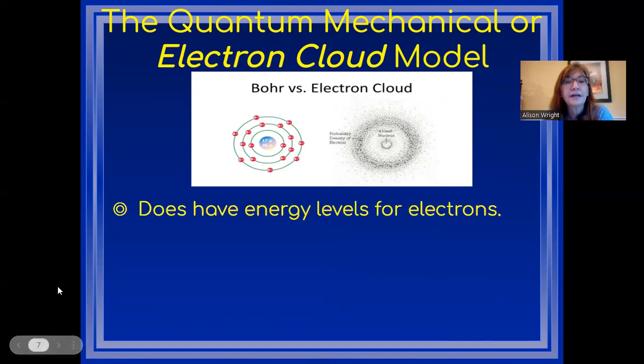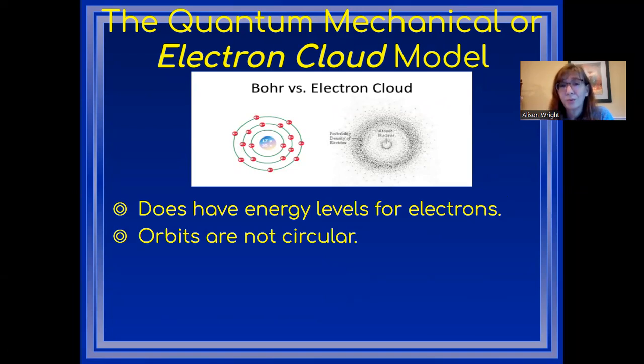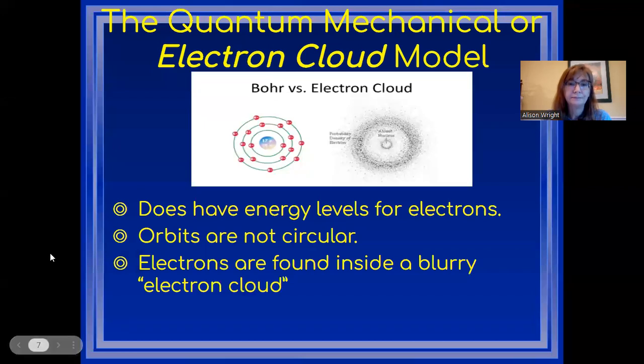All right. So the electron cloud model does include the energy levels. Bohr recognized that that is a true thing about the way that electrons behave, so the electron cloud model had to incorporate that. It's actually more advanced, and so it includes that. But in the electron cloud model, the orbits are not circular. One of the inaccuracies with the Bohr model is that it is two-dimensional. The electron cloud model is trying to give us a three-dimensional model, and since atoms are three-dimensional, that's going to be a little more scientifically accurate.